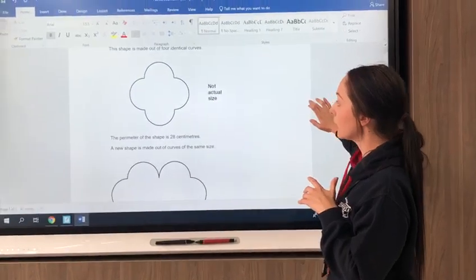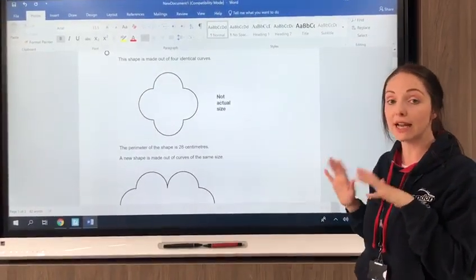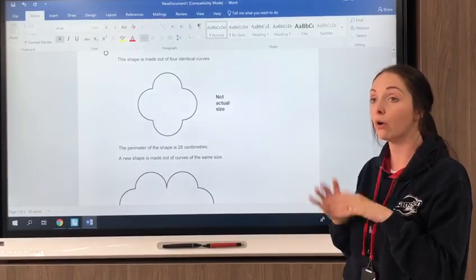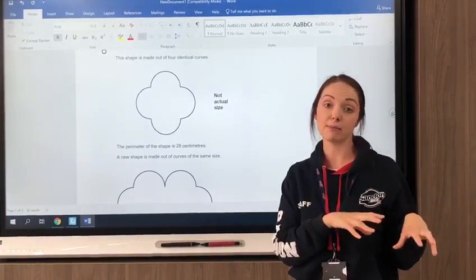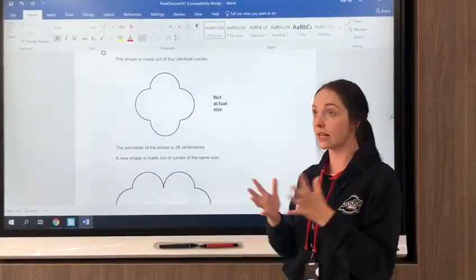So, like this question, all you've got to do is read it really, really carefully and you will be able to figure it out. All you've got to know is how to work out perimeter, which is adding up the sides of a shape.